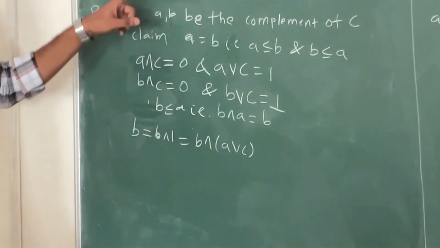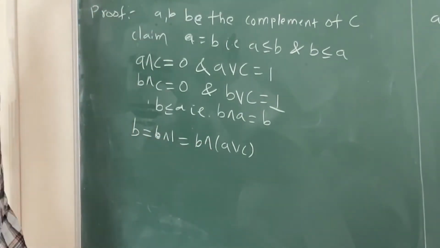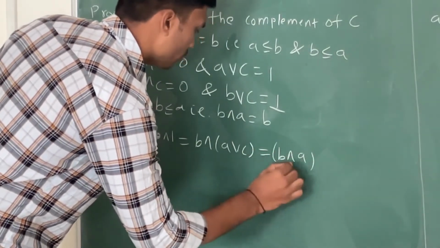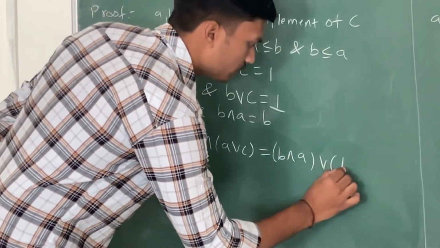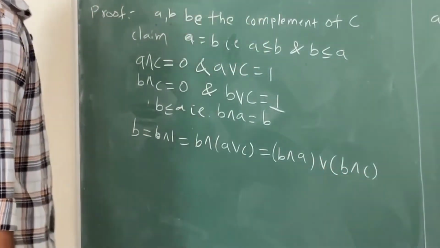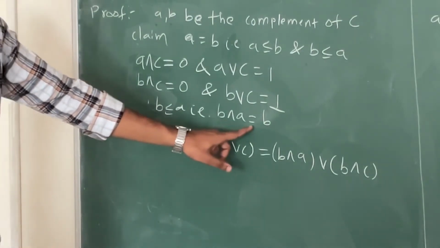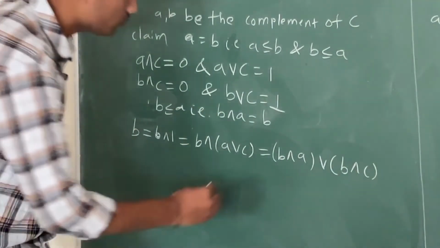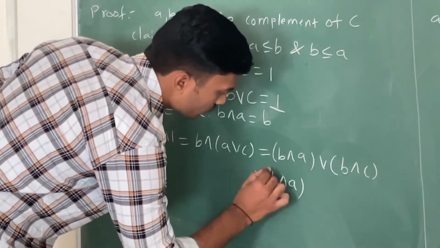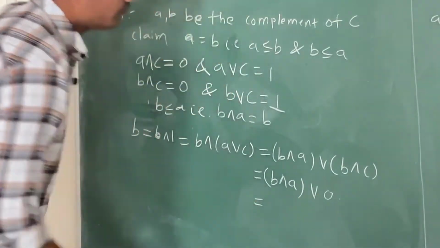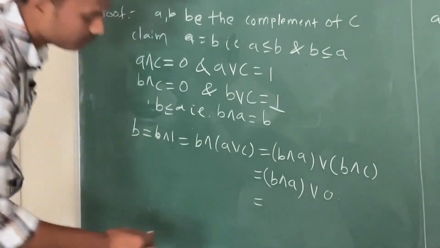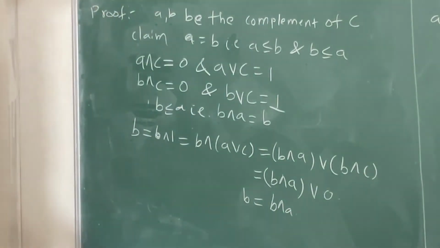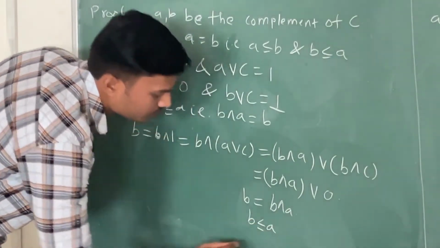Hence it is a distributive lattice, hence we can separate the bracket also. B meet A join with B meet C. What we have to show is that B meet A is equal to B. What is B meet C? Here B meet C is 0. But join of these two is B meet A. Hence we prove that B is equal to B meet A. That is, B is less than or equal to A.